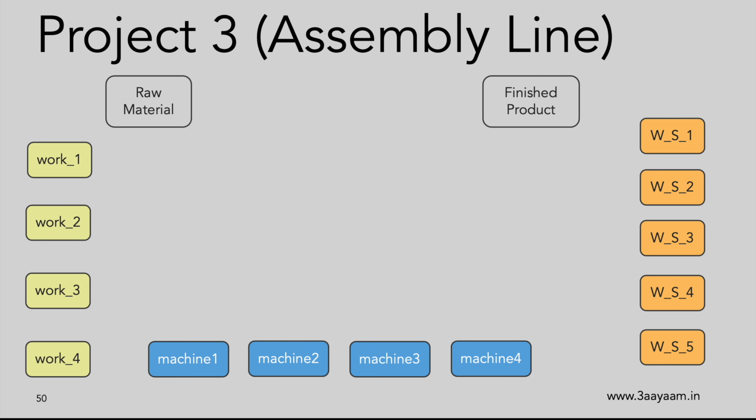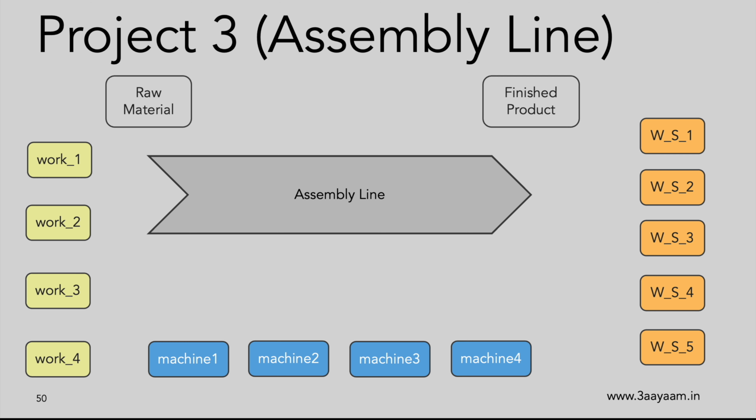So these are the main three components that we are going to take in this particular project. So you have raw material, you have finished product, and we'll use workstations, and workstations would be assigned to individual workers, and workers will use a machine to create the finished product. But of course, at the center of it would be the assembly line. The purpose of the assembly line is to take raw material as the input and generate the finished product or the finished good.